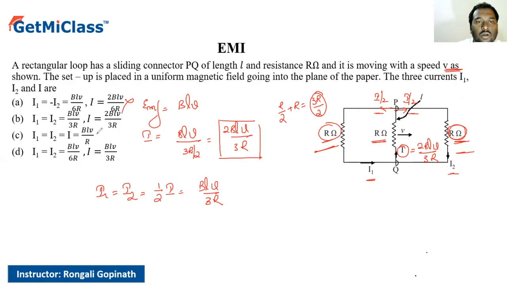So option A is wrong. C is wrong. D is wrong. Option B it is.